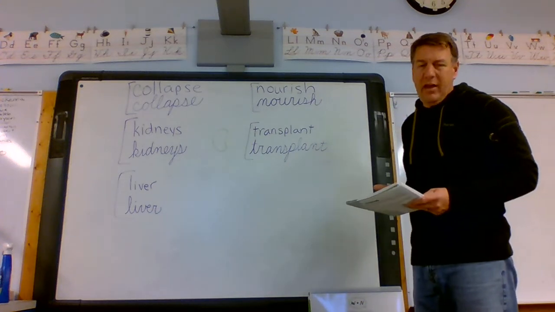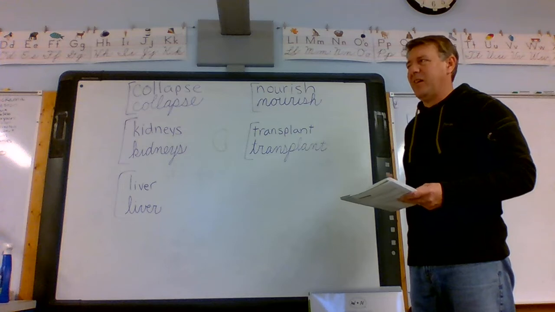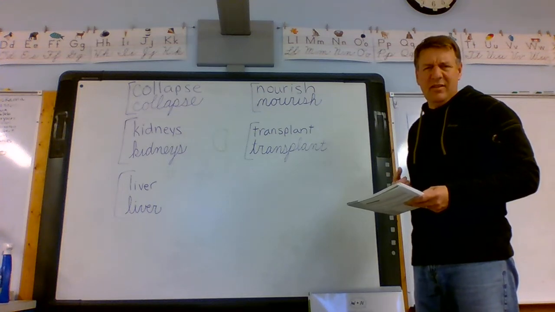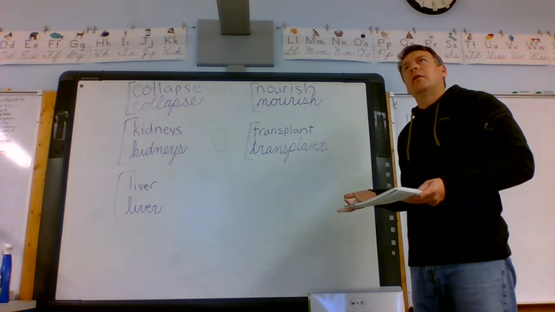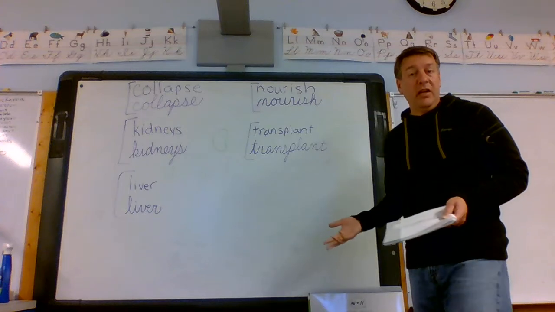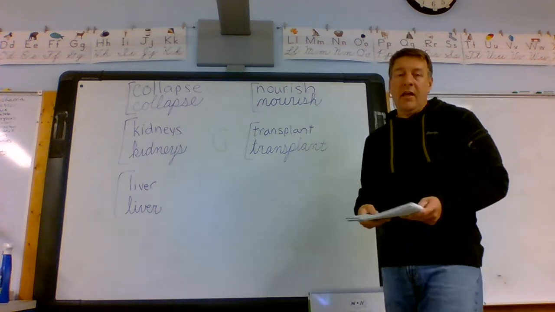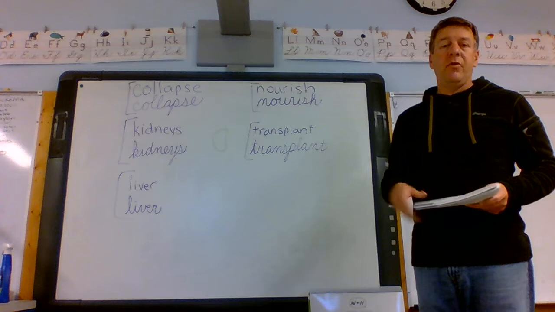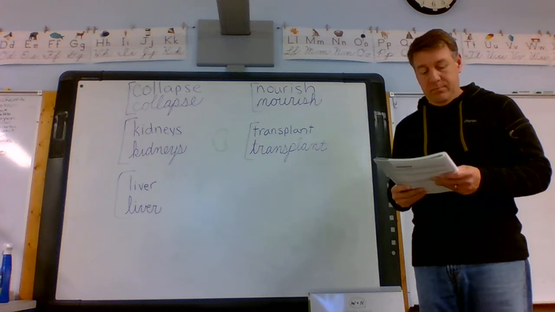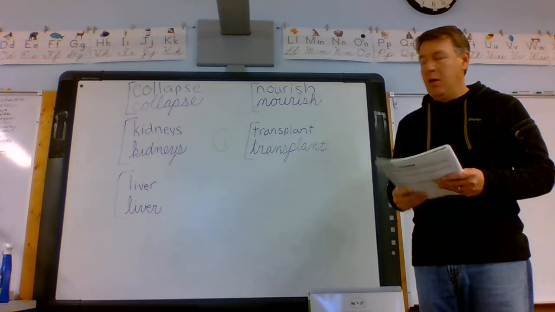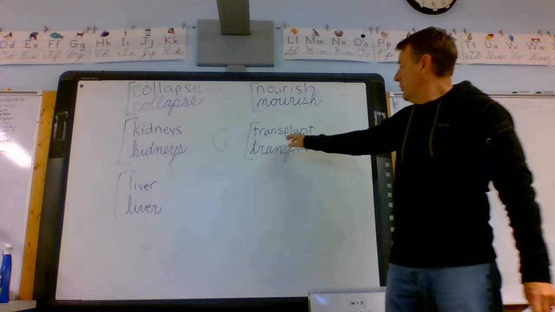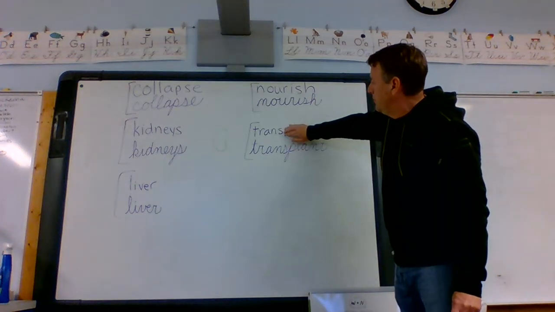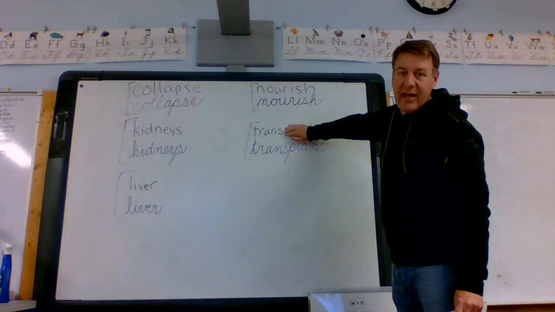So healthy foods nourish us. Stuff like candy and soda doesn't necessarily nourish us, but if we eat fruit, vegetables, protein, which is like in meats, that sort of thing, those things nourish us, help us grow, and give us energy. And the last word, it's a compound word, transplant.